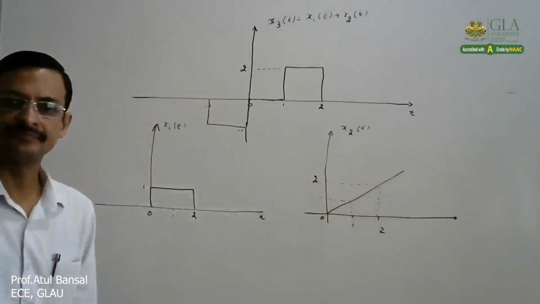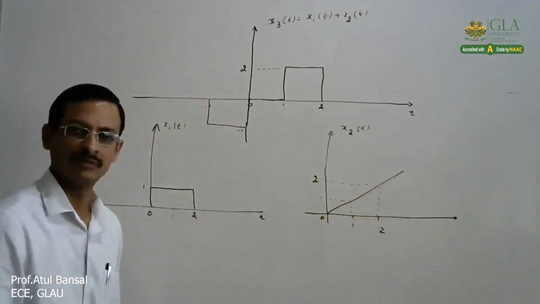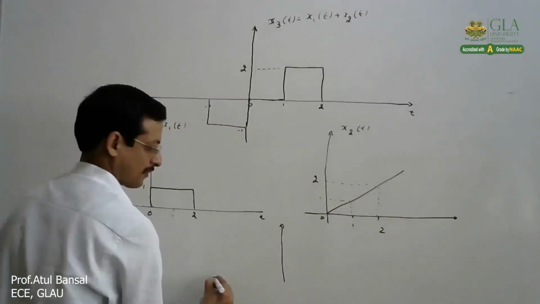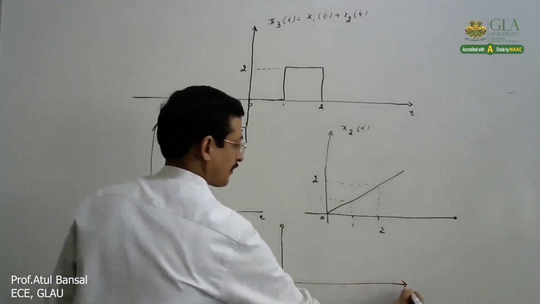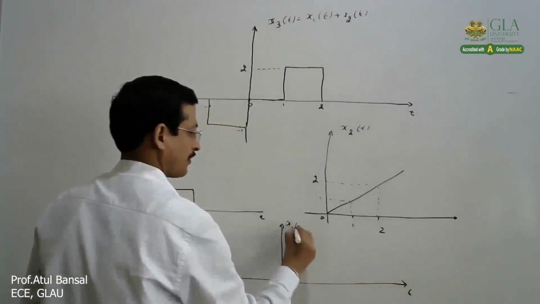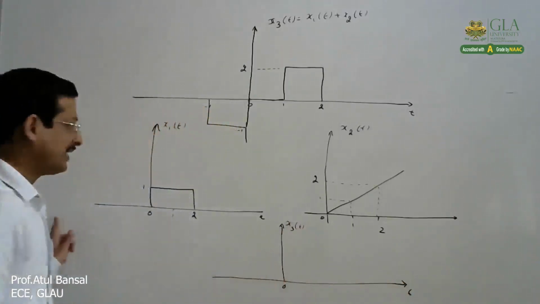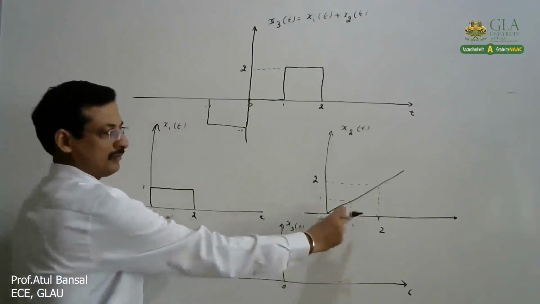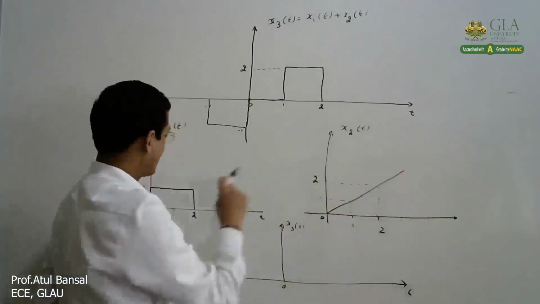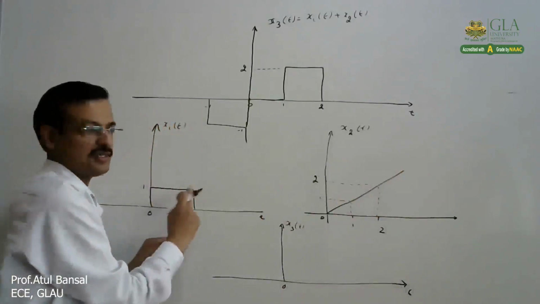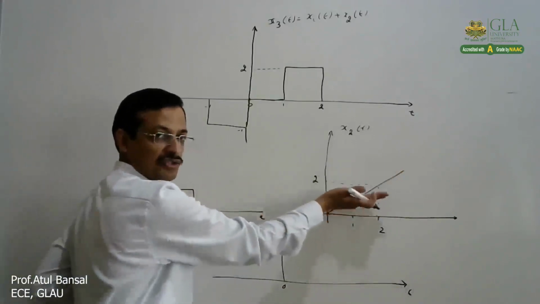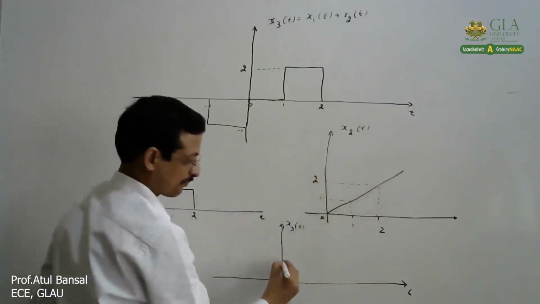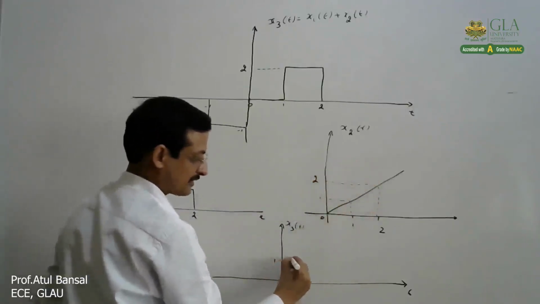Now we want to add these two. What will happen? From minus infinity to 0, both are 0, so it will remain 0. From 0 to 1 or 2, this is linearly increasing and this is some constant 1. So at every place, a constant 1 will be added, or this will get shifted up. So it will be like this.